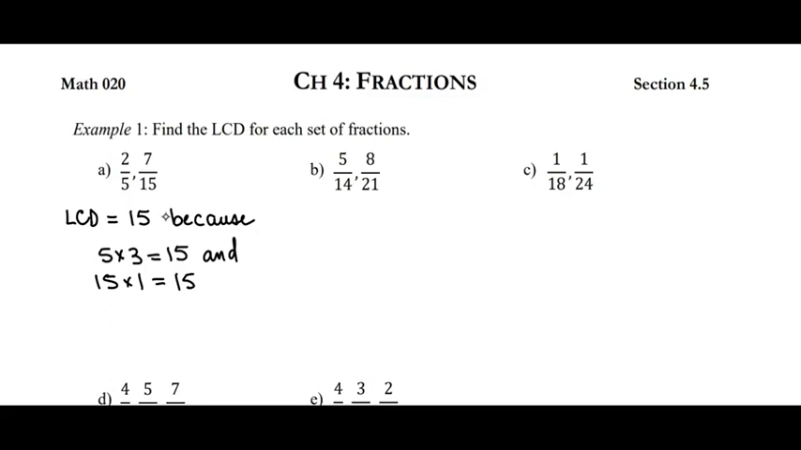So next one, 14 and 21. These are multiples of 7. So if you quickly check your multiplication table for 7, you might be able to find it. So we know that 14 and 21 are multiples of 7. So check the multiplication table.